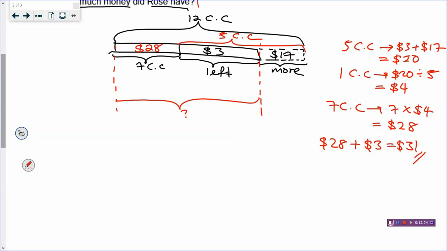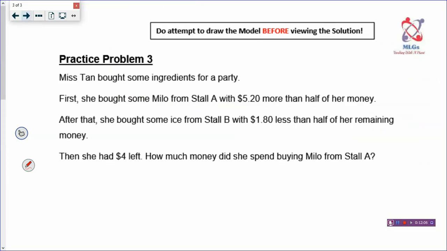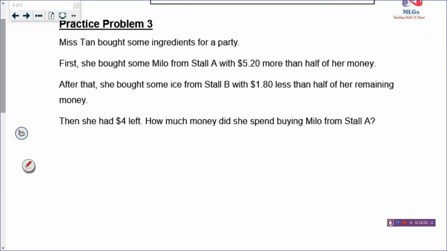Okay, so let's go on to the last problem for today. I hope that so far you have gotten the answers, or most importantly that you have attempted to draw the model before viewing the solution. So try to draw the model, try to solve it before you watch the online lessons. Now let's go to the last problem.